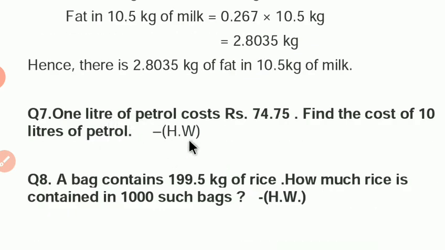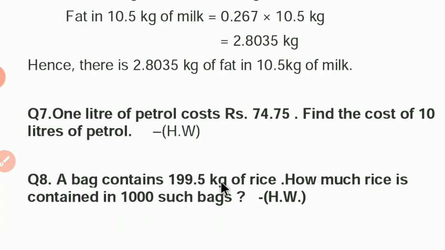Then question number 7. 1 liter of petrol costs rupees 74.75. Find the cost of 10 liters of petrol. In this question, you can see that the cost of 1 liter of petrol is given and we have to find the cost of 10 liters. It means in this question also you have to multiply, same as question number 5 and 6.